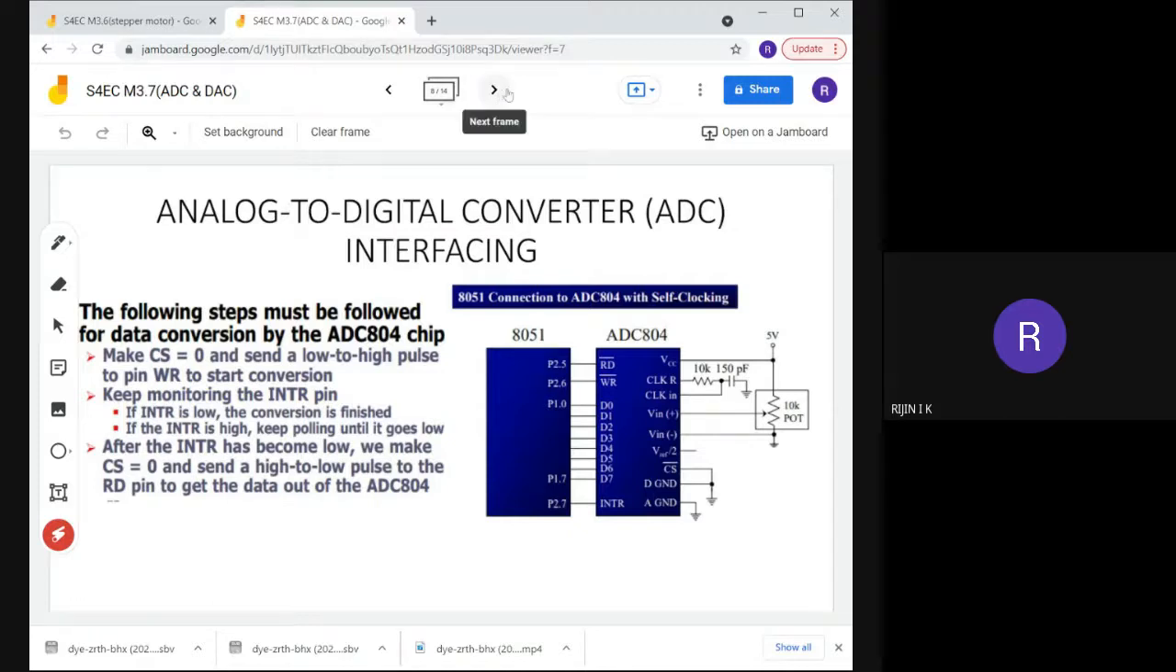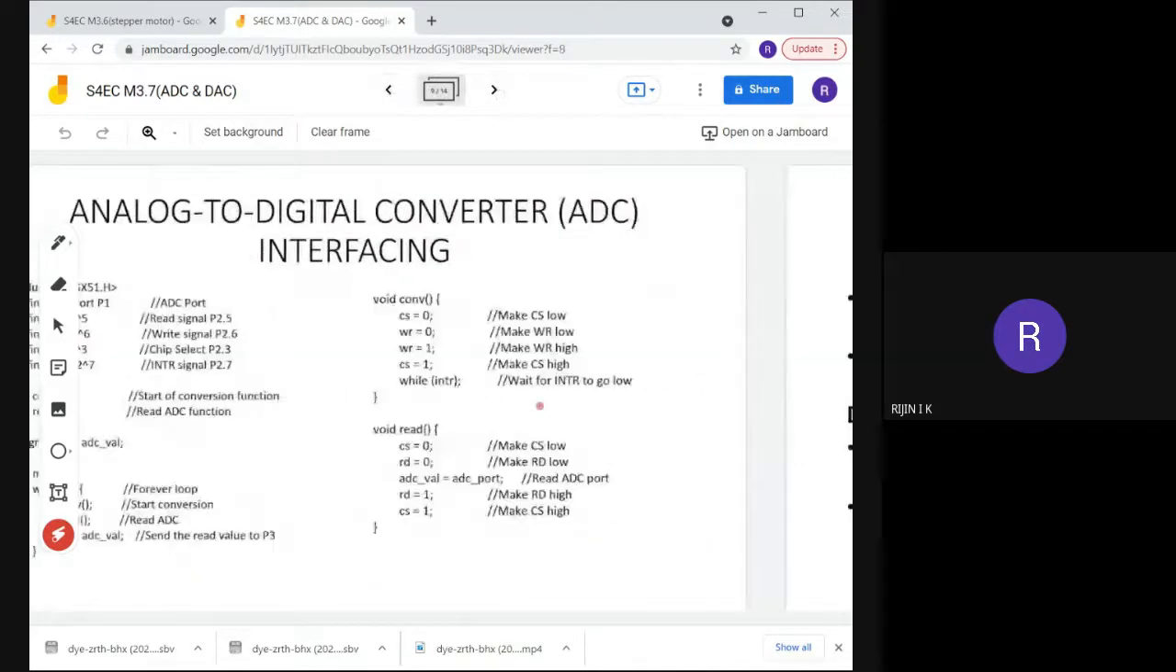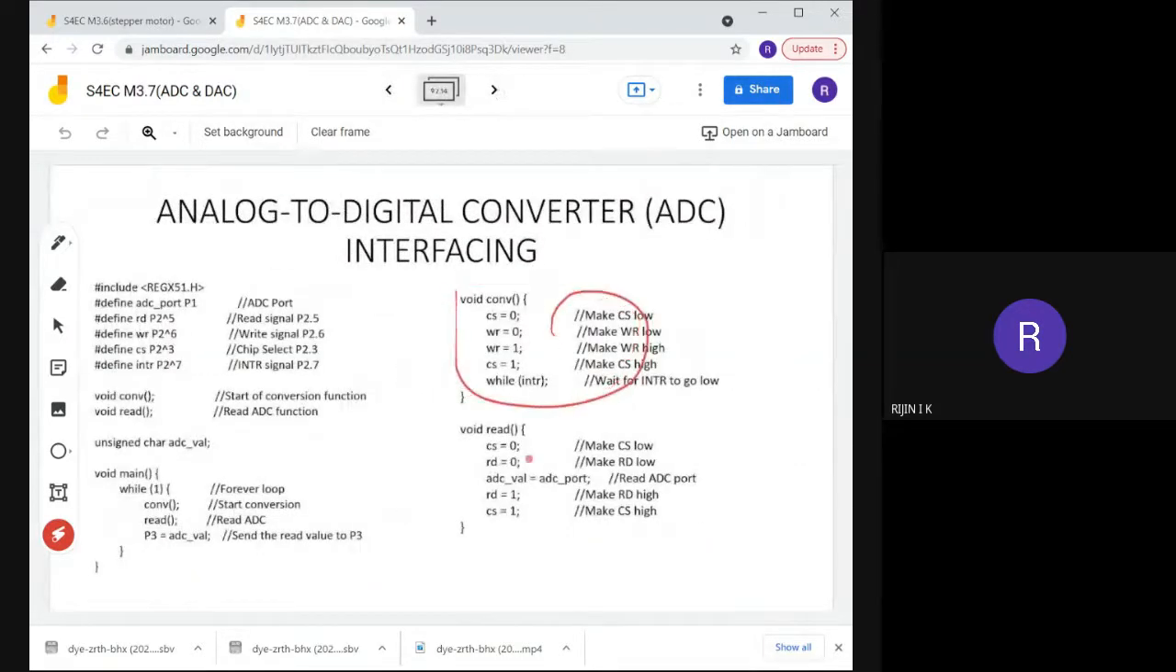So that is what is written here. Then reading: first select the chip, then make the RD pin 0, then we can read the values. After reading these values, we can send those values to port 3. So this is the analog to digital converter.